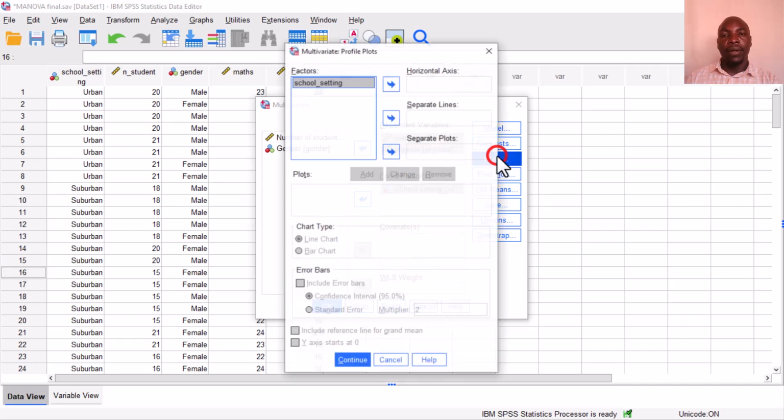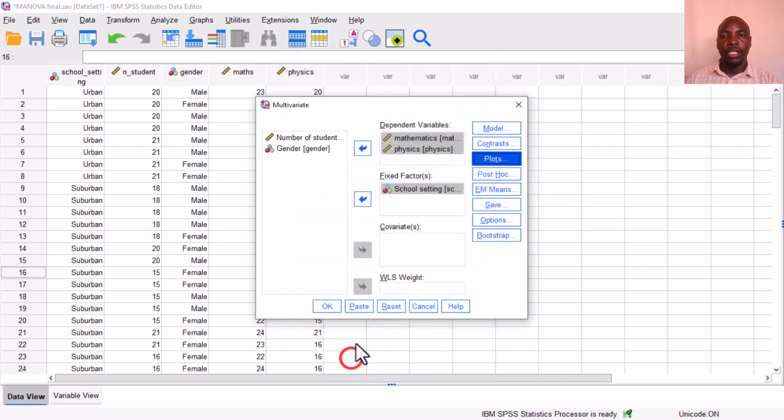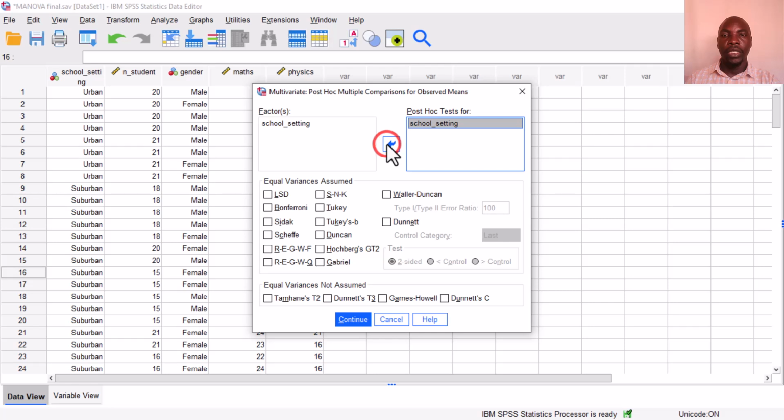Under plots, we are going to get plots for school setting under horizontal axis. Add that, then continue. Under post hoc tests, we are going to get post hoc tests for school setting. So we push it there and we select Tukey. This one is usually used when you have equal groups. But if you do not have equal groups, most times you select the Scheffe method. So for this illustration, I'm going to select Tukey and then continue.